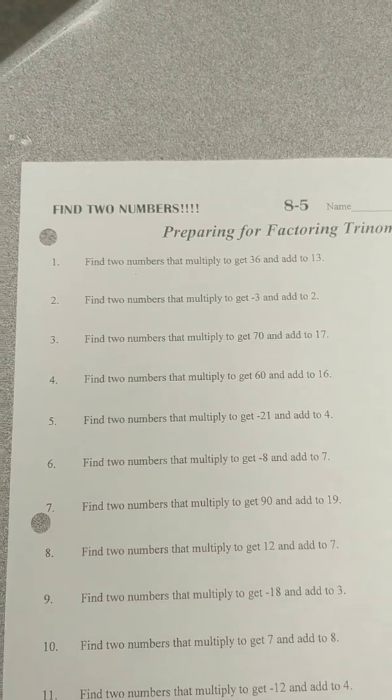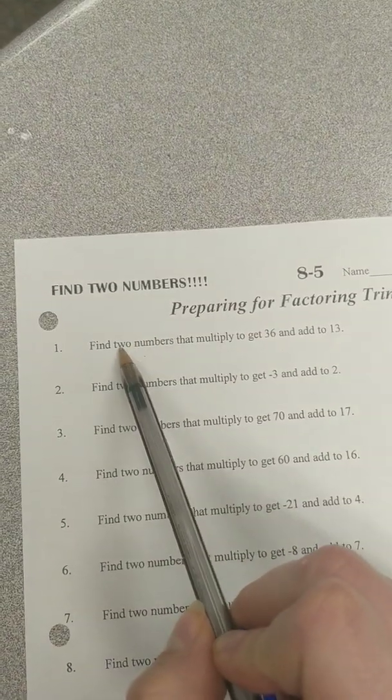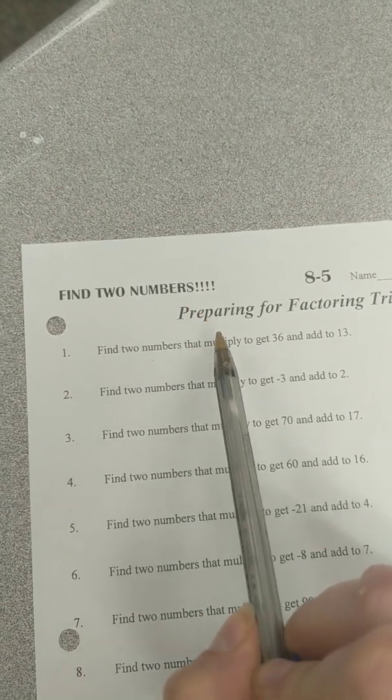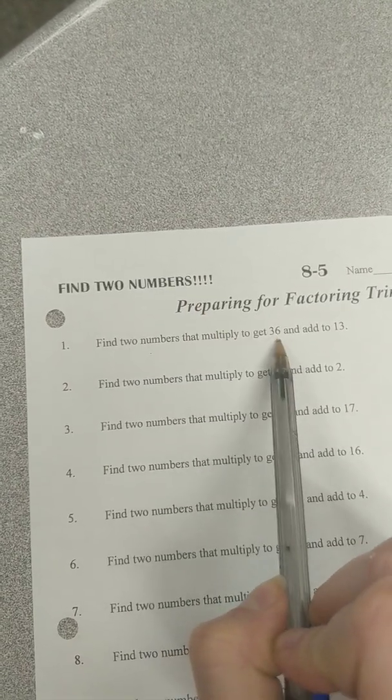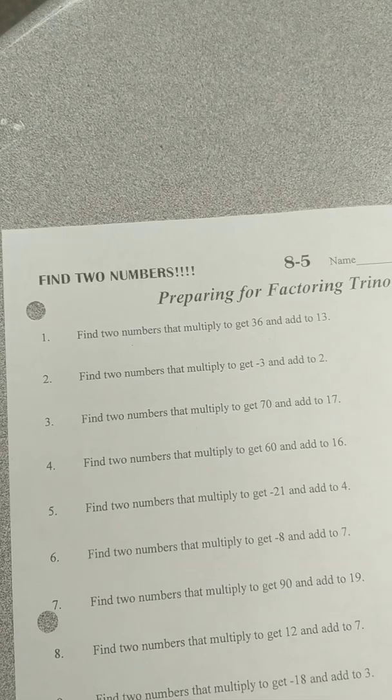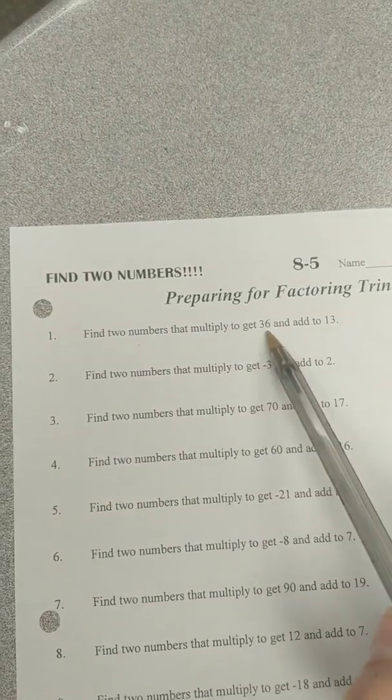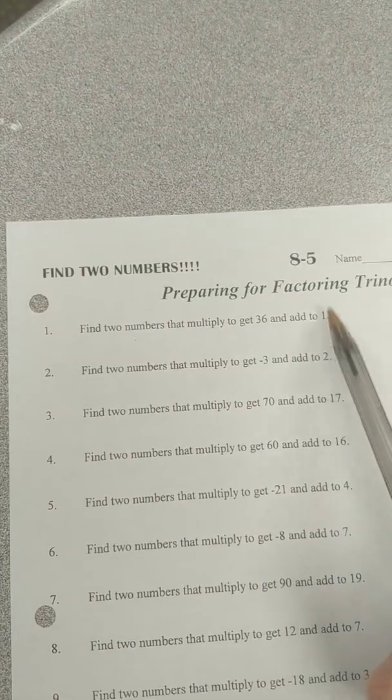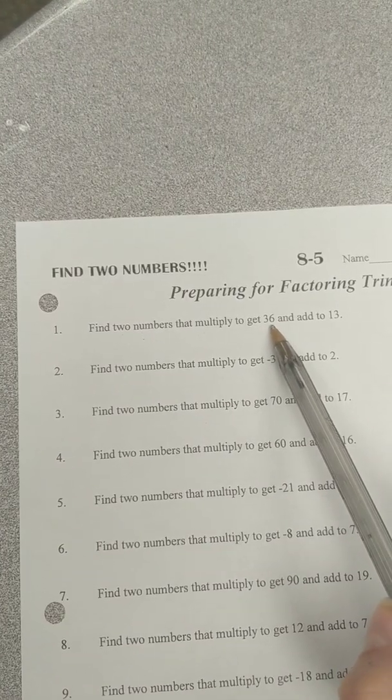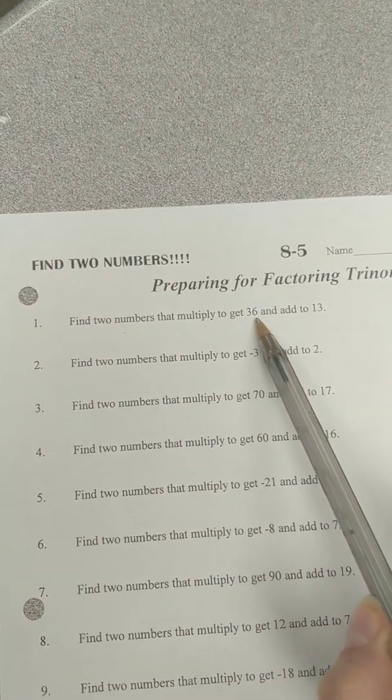Okay, so we need to find two numbers. Those two numbers, we're going to start with the multiplying part. They need to multiply to be 36. There are a lot fewer numbers that multiply to get whatever you're looking for than there are to add to get your other number. So you're always going to start with trying to find your multiplying number. So we're trying to multiply to be 36.